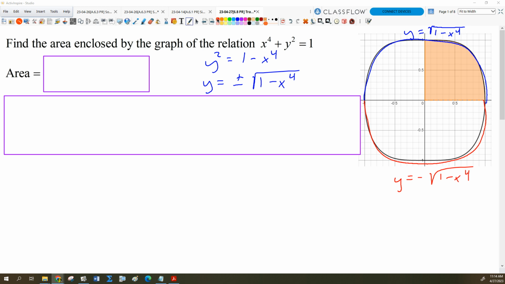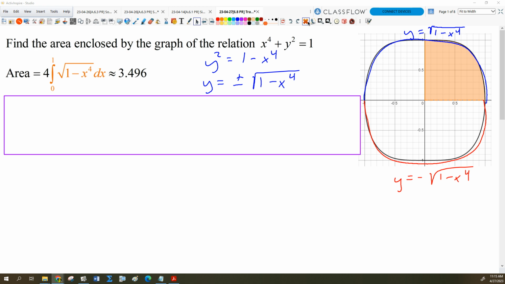Separately, those are functions, right? So we could integrate that. That's just going to end up being that integral, right? Everybody good? Okay. So we can do that in Desmos, and that's what it tells me. It gives me an answer, right?